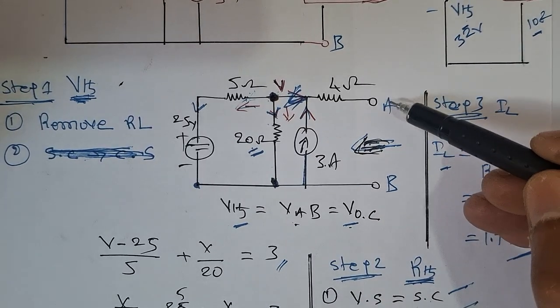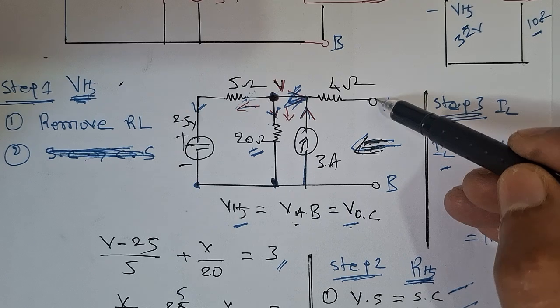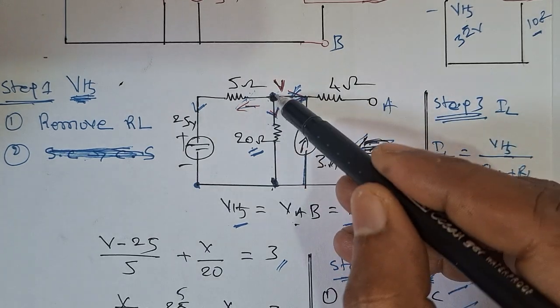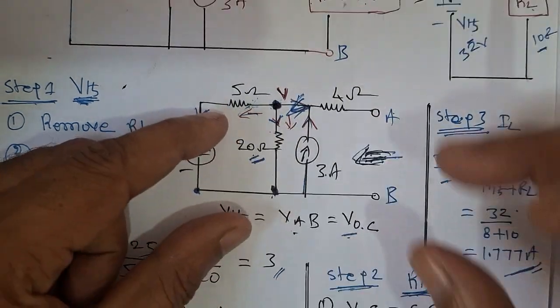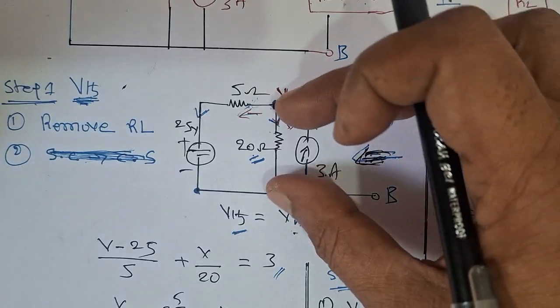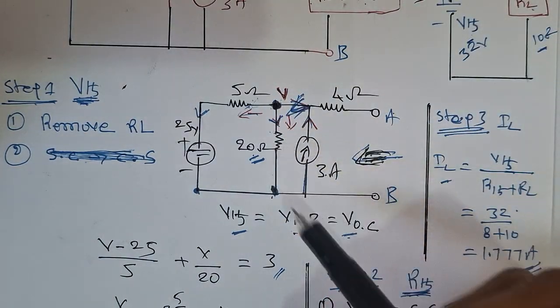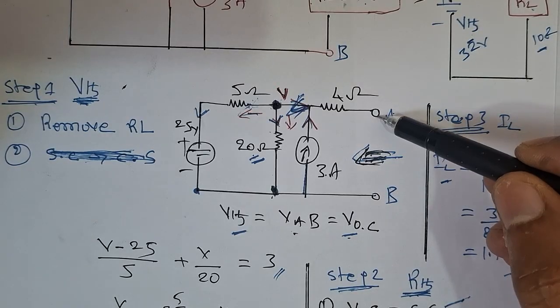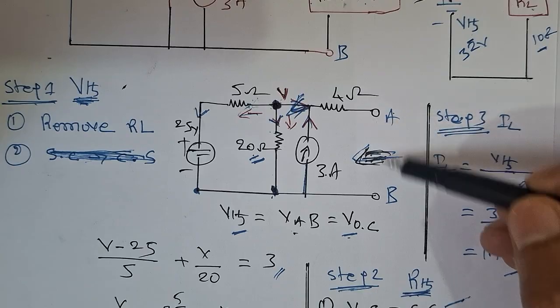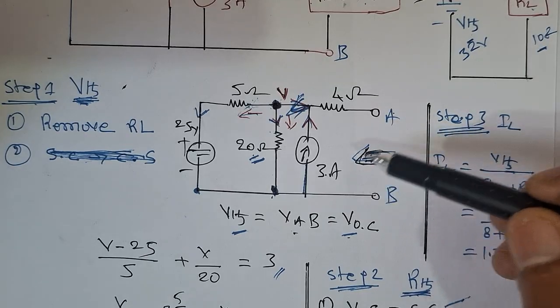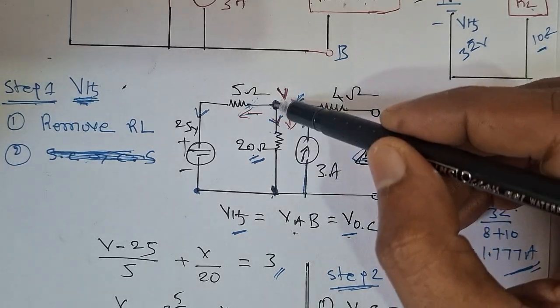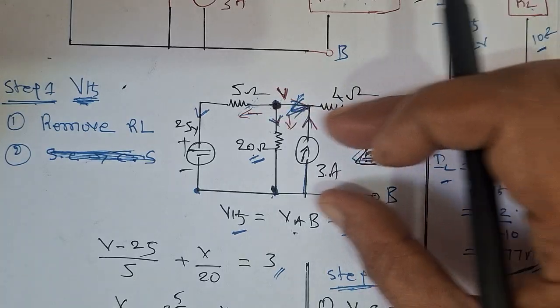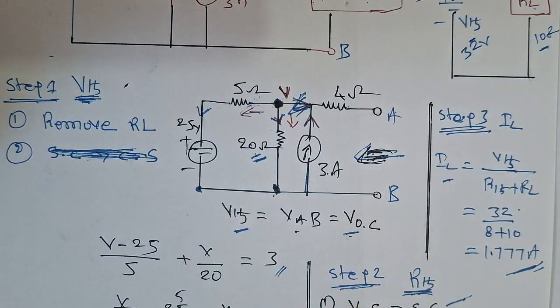So VAB is nothing but the voltage across this. These two nodes are the same. So this will be the nodal analysis, and this is the voltage across the nearest branch. This is also called the open circuit voltage. Why? Because we open the terminals here, and the voltage across these terminals is the same. Here, here, here, they will be the same, in parallel. So therefore, we have to find the VTH.